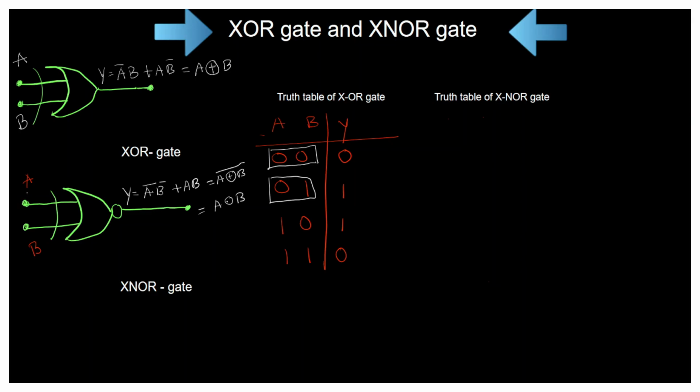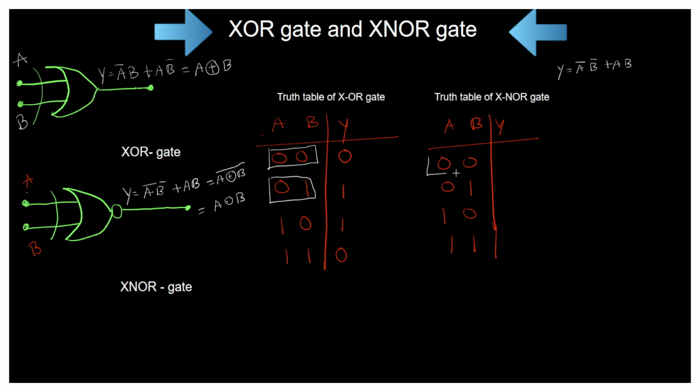Now let's make the truth table for it. So A and B as an input and Y as output. The combination is 0 0, 0 1, 1 0 and 1 1. In this case our expression is Y equals A complement B complement plus A B.